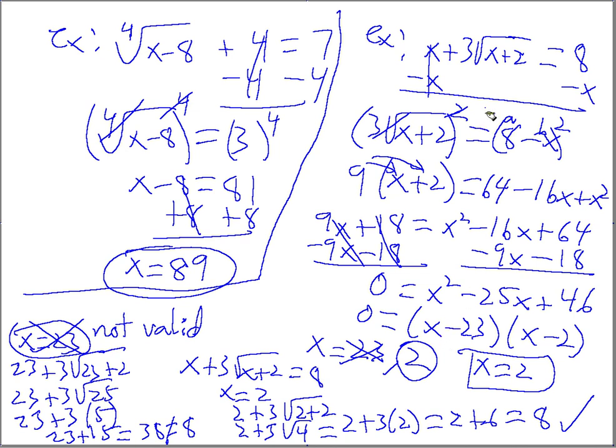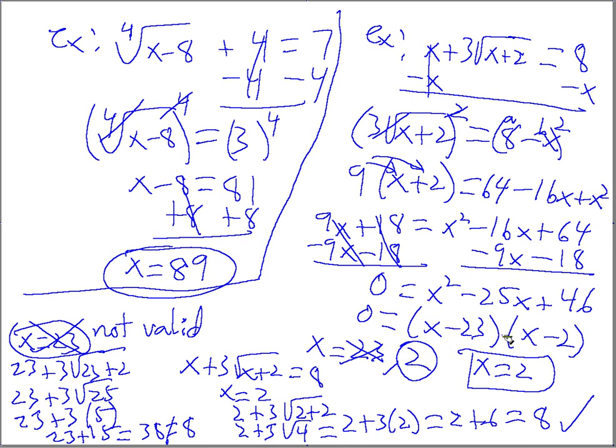The theme is the same. Isolate the radical, raise both sides to the correct power, the same as the root index. In this case, just square both sides, right? To get rid of the radical and finish solving the equation that's left over. In this case, we have a polynomial equation which we have to solve by factoring.